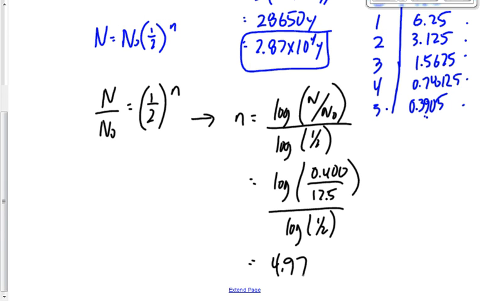What did I find the number of half-lives to be up here? 5. What did I find it to be down here? 4.97, which is more correct, technically. But they're close enough together that you're going to get the right answer either way.